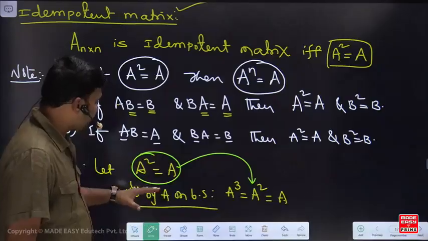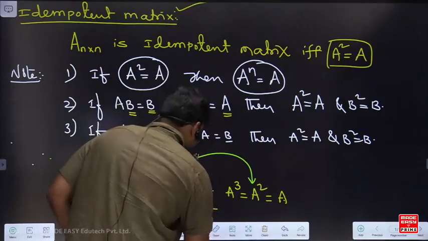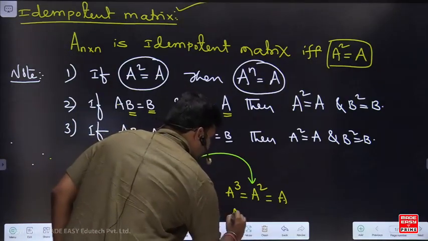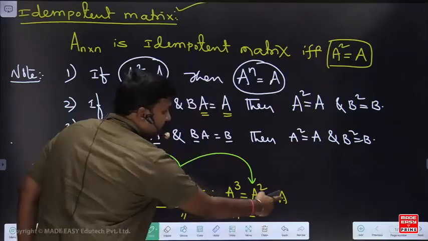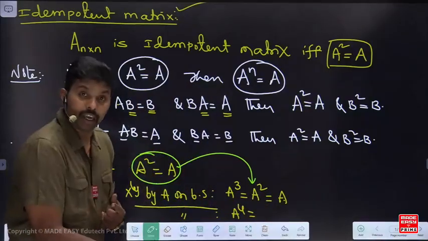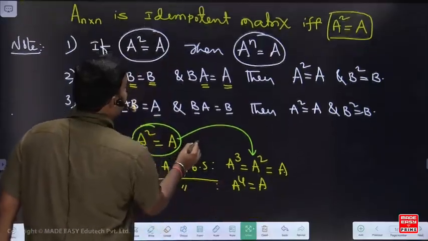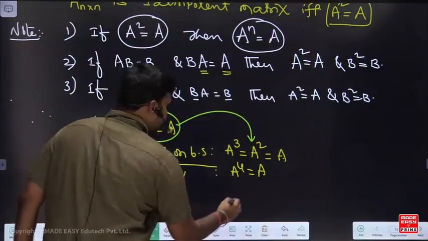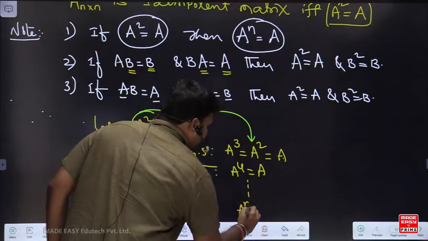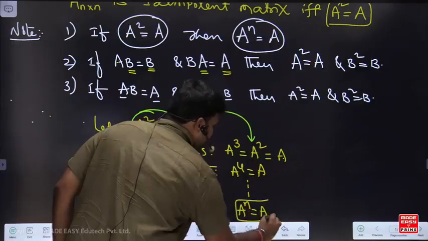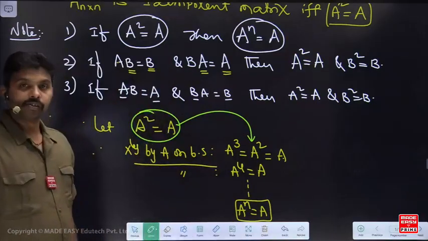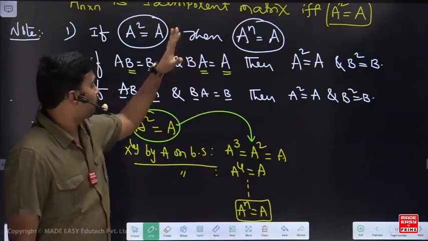Now similarly, if you multiply again by A on both sides, then A power 4 is equal to A square, and again A square becomes A. So A power 4 is equal to A here. So this goes on, and I can say that A power n becomes A here. So this is the way you understand the proof of it.